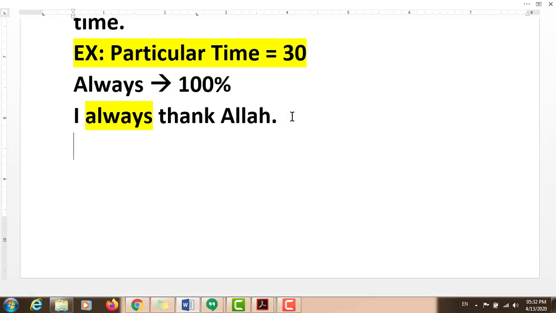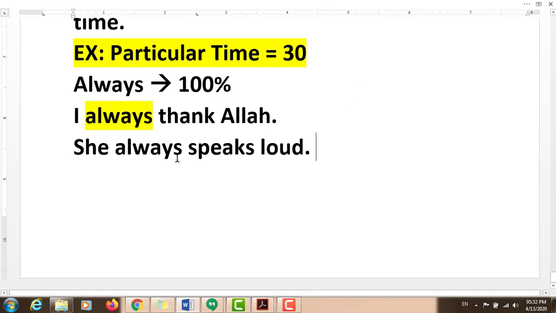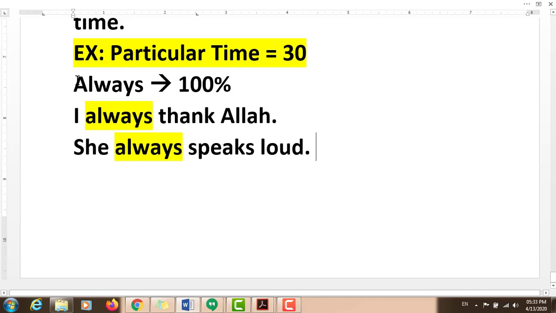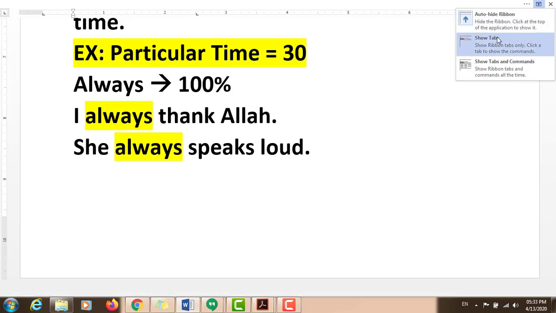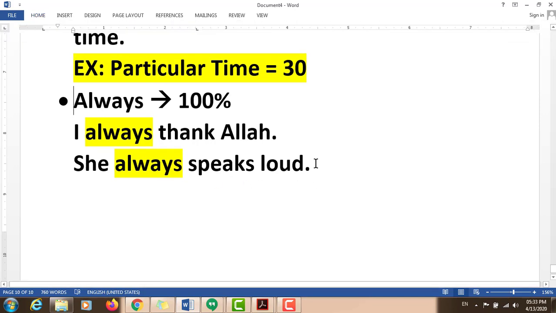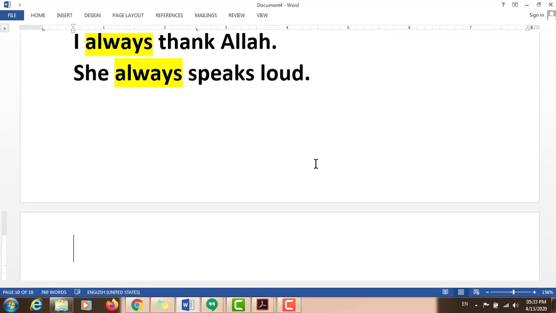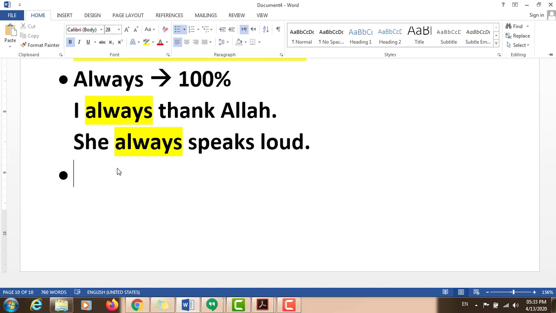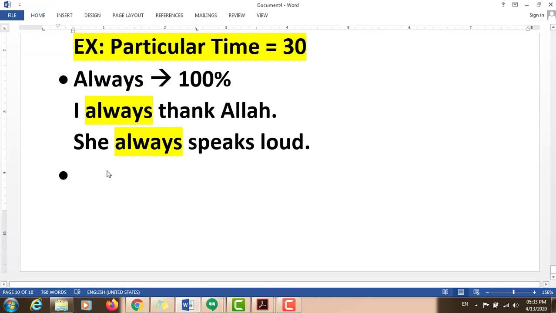Okay, next one. She always speaks loud. She always speaks loud. That means in 30 days, anytime you see her, she speaks what? Louder. Okay, so this was what? Always. And the next adverb of frequency that we use in present continuous, okay, that is usually.